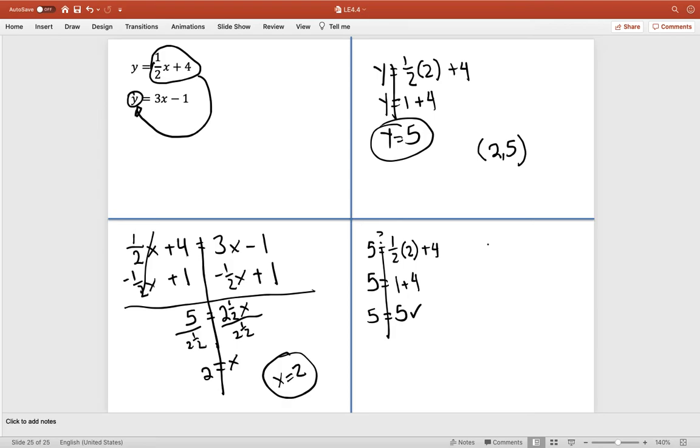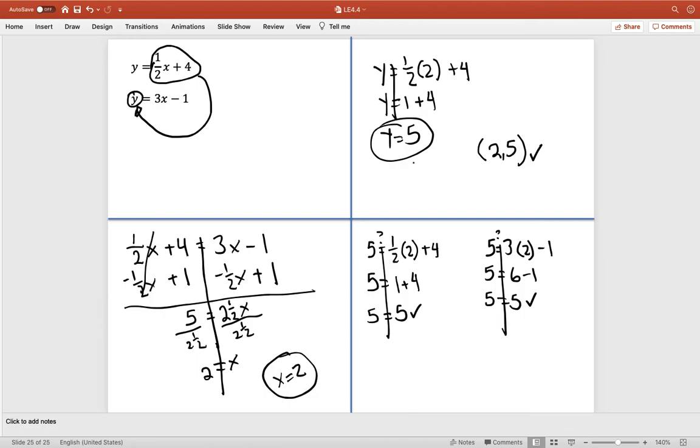I'm going to do the same thing for the second equation. So y equals 3x minus 1. Put 5 in for the y, 2 in for the x. That's 3 times 2 minus 1. Little question mark because I'm trying to verify something. 5 equals 3 times 2 is 6. 5 equals 5. It works for both. Therefore, the solution to my system is 2, 5.